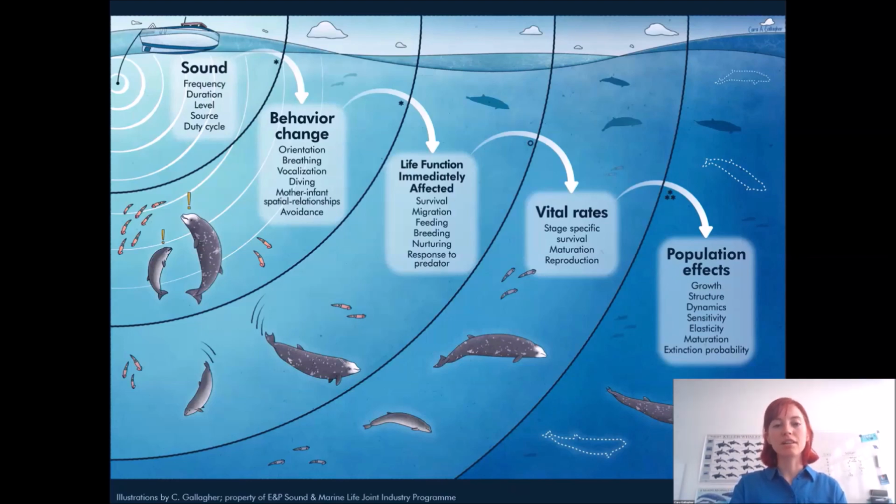So the idea being here is that these changes in behavior, one pathway through which they could affect the vital rates of porpoises could be through energetics. So these impacts on feeding and their ability to meet their energetic needs.